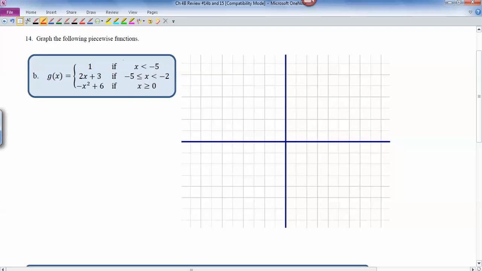So this part right here tells me what my chunks are. One of the chunks is going to be for all the x values that are less than -5. So let me mark that on my picture here. -1, -2, -3, -4, -5. I'll go a couple more, -6, -7. So here's -5 though. And right there, I'm going to divvy this up right here.